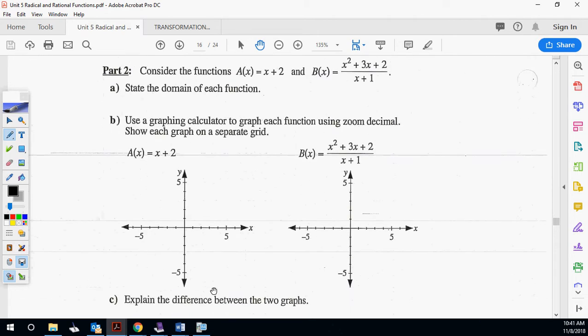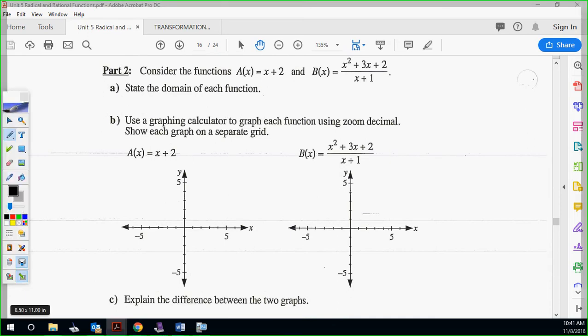What causes the hole then? So consider the functions x plus 2, and x squared plus 3x plus 2 over x plus 1. State the domain of the function. The domain of the function is still going to be all real numbers except for -1. So we're looking at a second one here to try to see why this is happening. Okay. So what they want you to do on this is they want you to graph x plus 2. And then they want you to graph this guy. Okay, so why don't you guys go ahead and do that. So you're graphing x plus 2 and then this function.